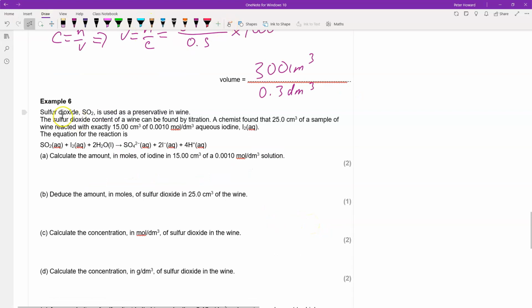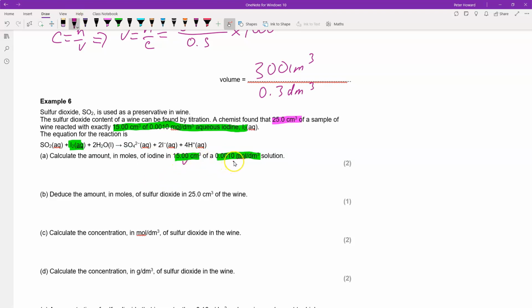So sulfur dioxide is used as a preservative in wine. Sulfur content can be found out by titration, so that's where you're mixing two different solutions together. It says in the question, they found a 25 centimeters cubed sample of wine reacted with 15 centimeters cubed of iodine. So let's see if we can find the iodine here. It's very nice, it's taken out the information again, so we can work out number of moles. We've got a volume.